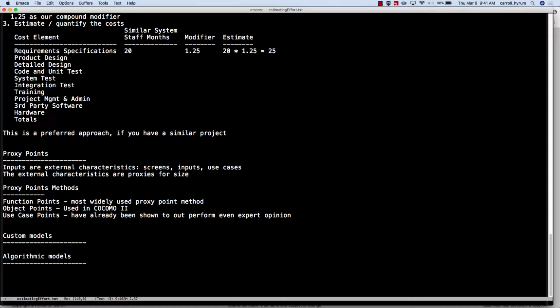Now, we started talking about proxy, where proxy is a noun. In my dictionary, it says a figure that can be used to represent the value of something in a calculation. So it's standing in place of something else. And so we use these proxy points to be able to get at them. They're proxies for sizes. Okay?